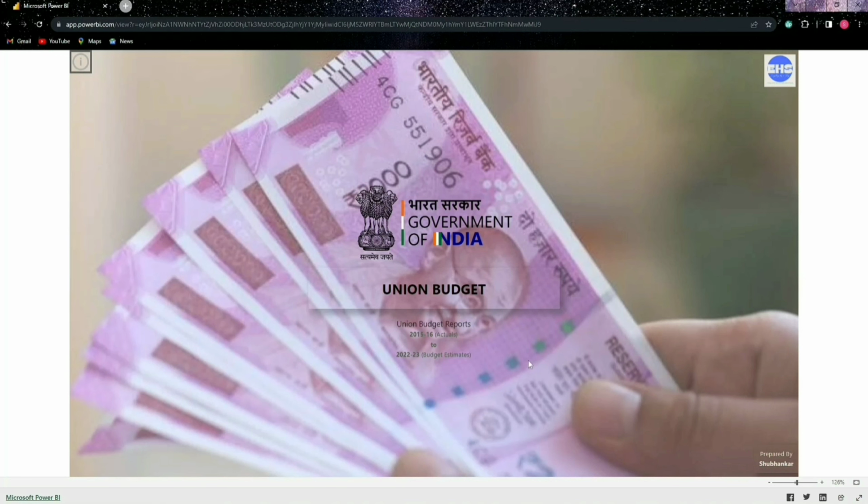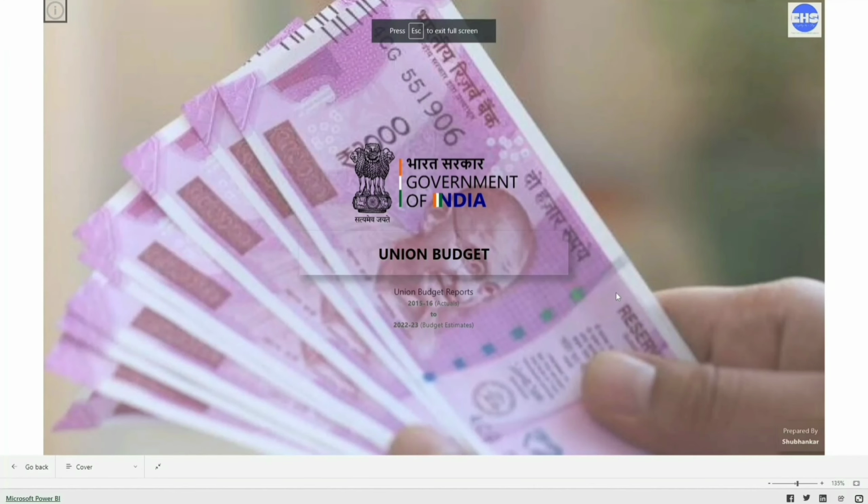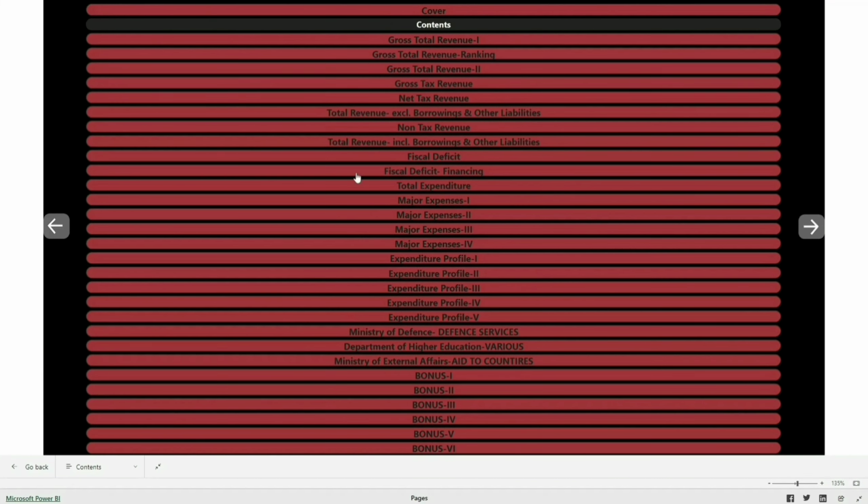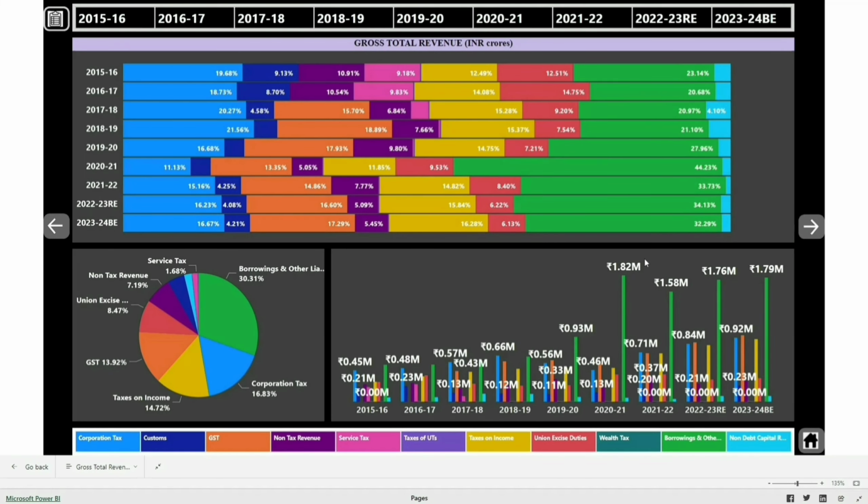When you click on the link, you'll land on this page and here you can click on this button to go into full screen mode. Then you'll land on the contents page. Here you can see all the reports I've included in this Power BI report. You can click on the next page, and this is where the story begins.